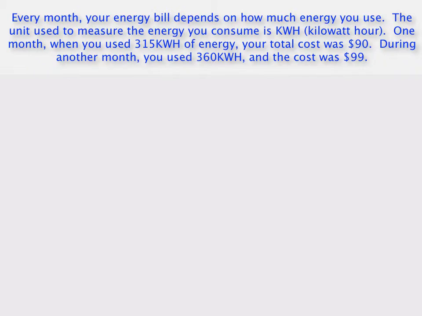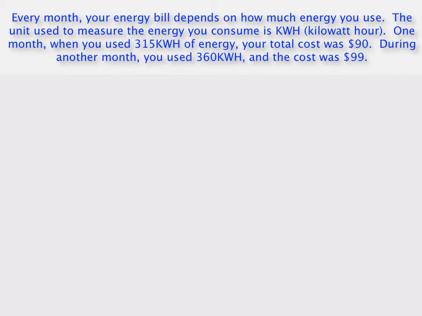Alright, in this video, we're going to discuss how to use the two-point form of a linear equation to model some real-world situations. So for instance, every month your energy bill depends on how much energy you use. The unit used to measure the energy you consume is kilowatt hours, abbreviated as kWh. One month, when you use 315 kilowatt hours of energy, your total cost was $90. During another month, you used 360 kilowatt hours of energy, and the cost was $99.